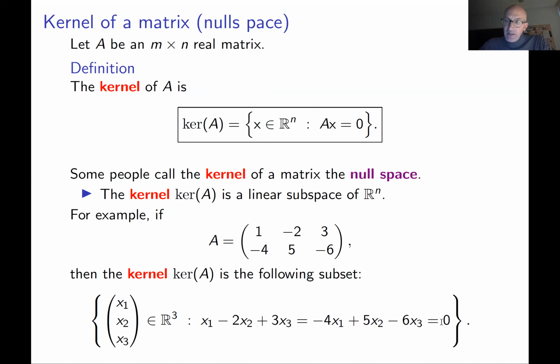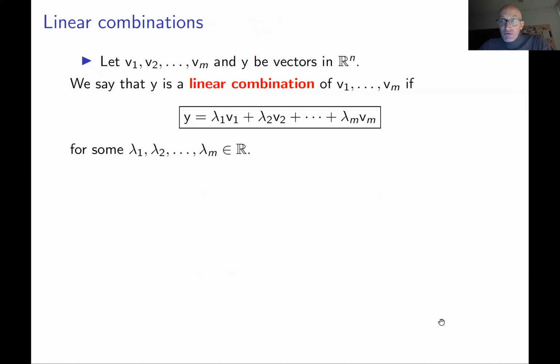Okay, now we're going to define a new term, which we actually already used during the last lecture, which is called linear combinations. If you have m vectors in n-dimensional space, and you have another vector, let's call it y, we say that y is a linear combination of vectors v1, ..., vm, if y can be represented as a sum of these vectors, with coefficients lambda 1, lambda 2, ..., lambda m.